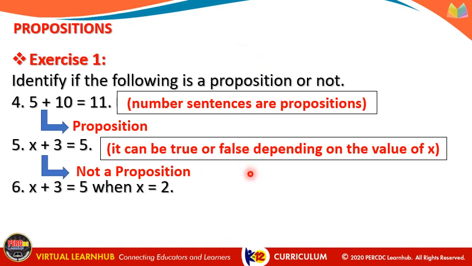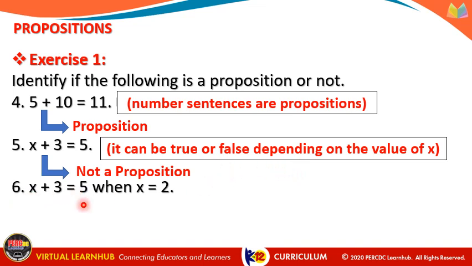Let's say x is equal to 2. So if x is equal to 2, you have 2 plus 3 equals 5, then the equation becomes true. However, if we choose any value for x other than 2, let's say you put here 1, 1 plus 3 is equal to 5, 4 is equal to 5. So definitely, that will become false. If you encounter an equation like that, take note, it is not a proposition, because it can be true or false depending on the value of x. So that is not how a proposition should be.